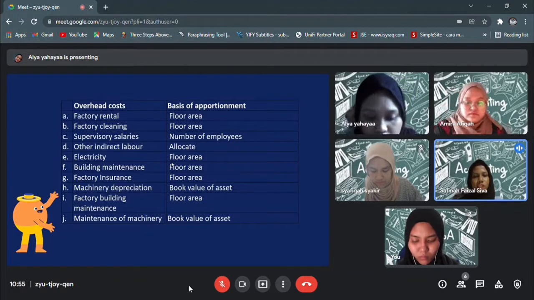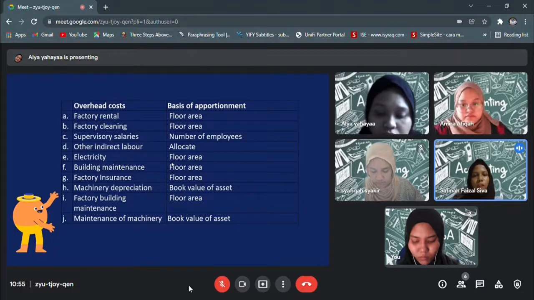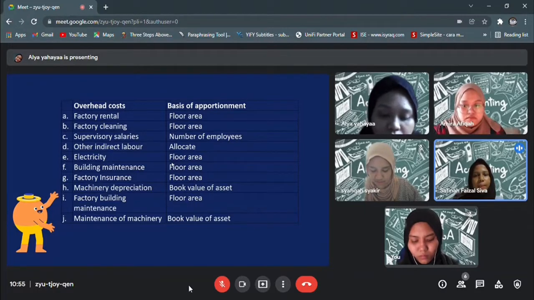So next is H. For H, we think book value of asset is suitable for machinery depreciation because equipment is not a current asset, but it is considered a benefit to the company. Therefore, it is considered a long-term asset. This means it can depreciate over time unlike current asset. For I, we choose floor area for factory building maintenance.